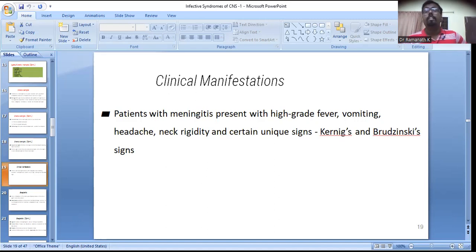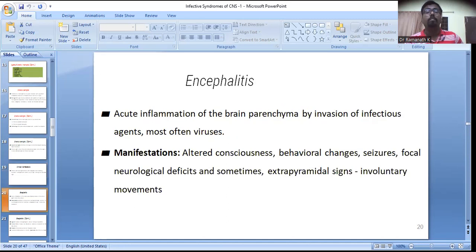What are the different clinical manifestations you are going to observe in meningitis in general? The patient may have high-grade fever. Sometimes vomiting will be there, headache, neck rigidity, and Kernig sign and Brudzinski sign may be present in the case of meningeal or brain involvement.